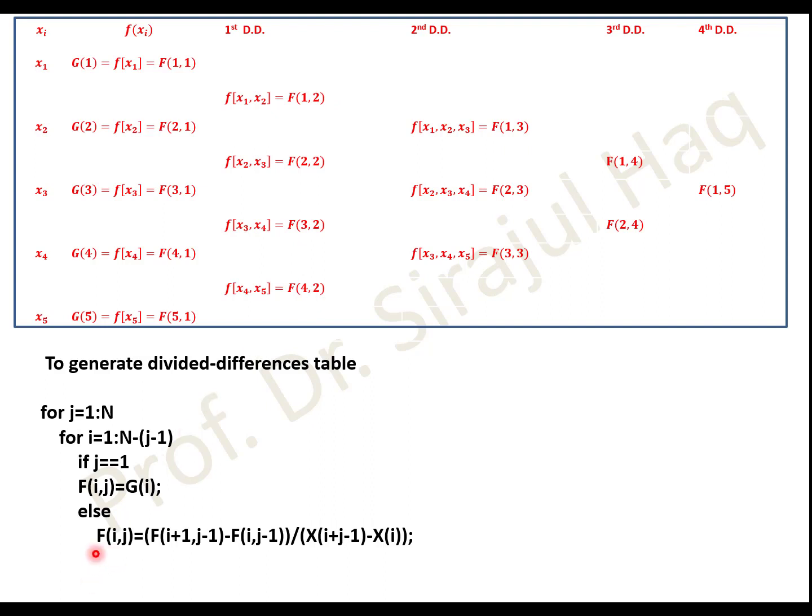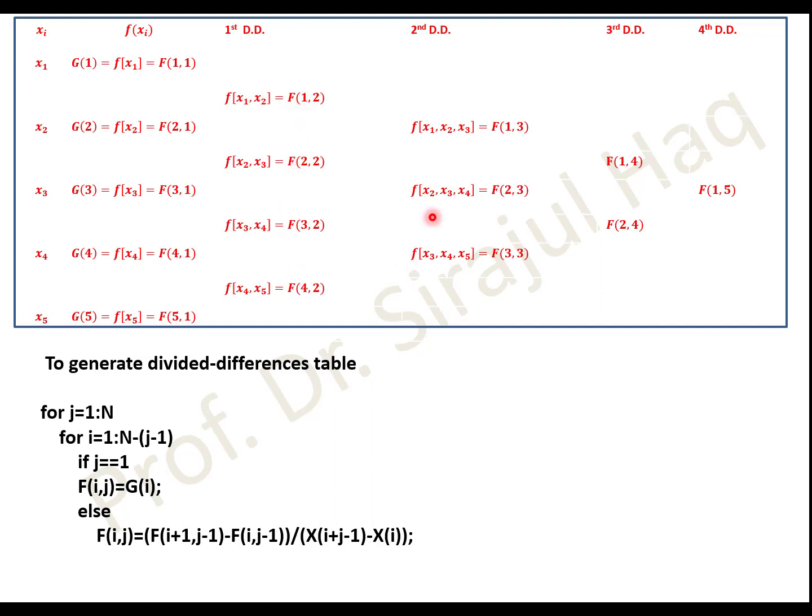F of 1, 2 is equal to f of 2, 1, which is this value, minus f of 1, 1, which is this value, divided by i plus j, 3 minus 1 is 2, x2, which is this value, minus x of 1, which is this value. So you can see in this case that you got this value. And similarly, you can proceed further.